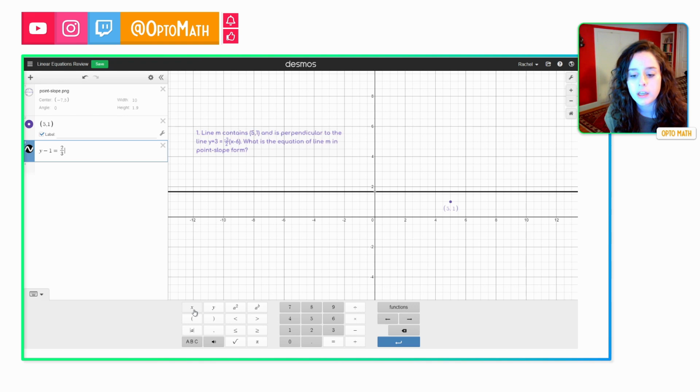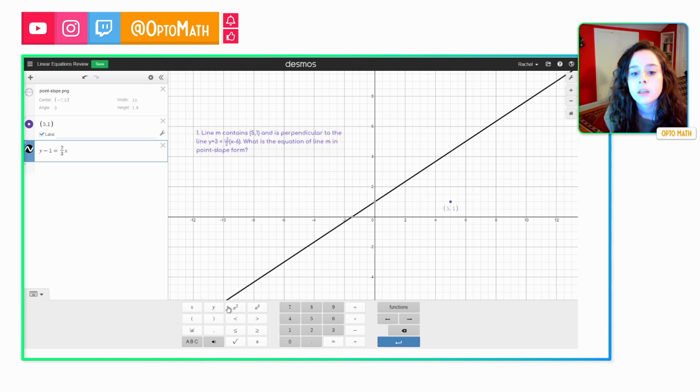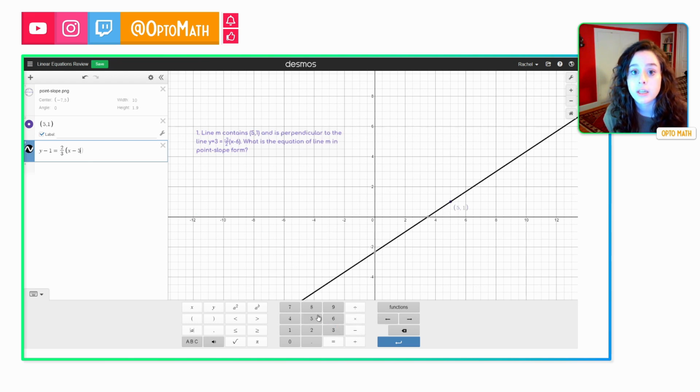Arrow out of your denominator to put your x on the outside, or in your numerator, that's fine too. And we do need x in our parentheses. And then we're going to subtract our x value, which is 5. And we're done. Point slope is really straightforward.